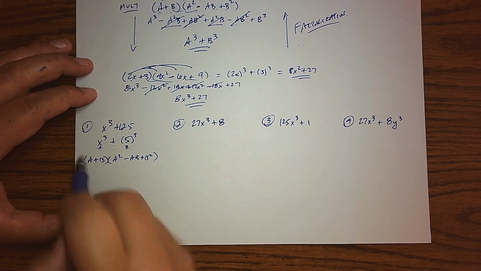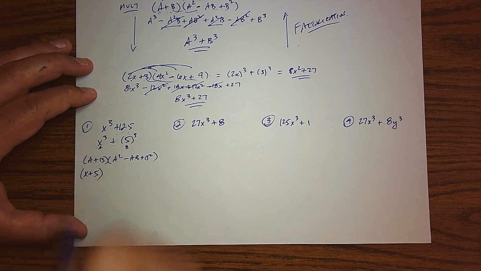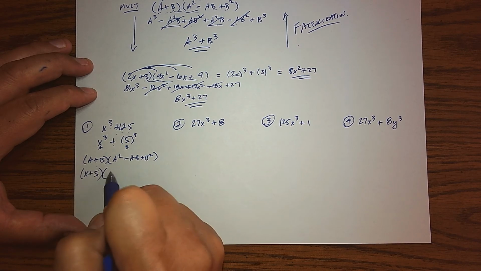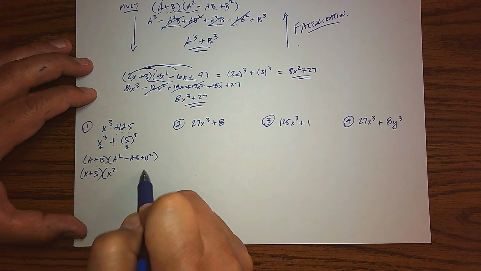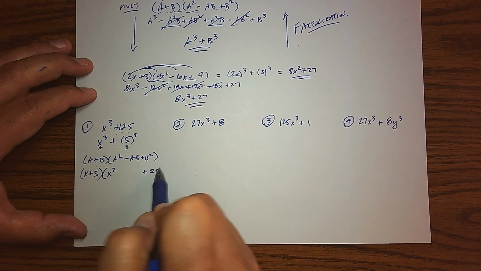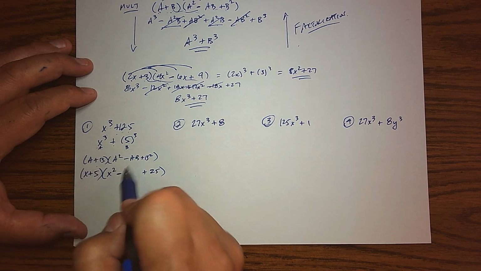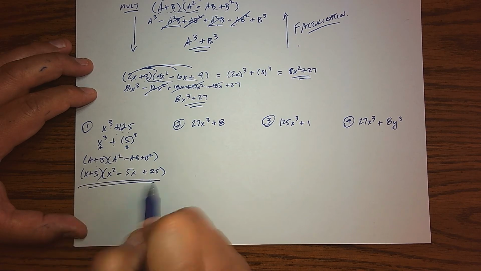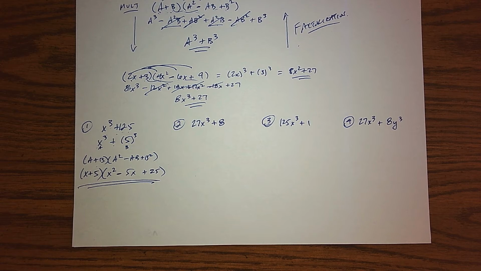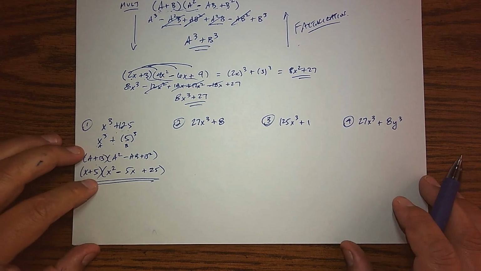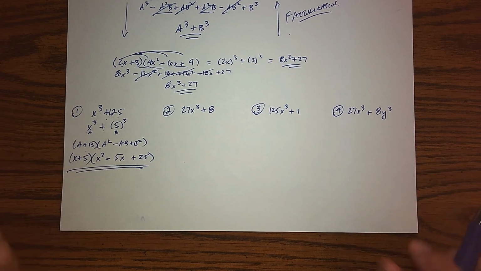So this becomes x plus 5. We're going to square the x. We're going to square the 5, giving us 25. And then in the middle, we're going to subtract the product. So 5 times x. And there is your factorization. Of course, you can check that by remultiplying it to see that it's true. Very similar pattern to the difference of cubes.